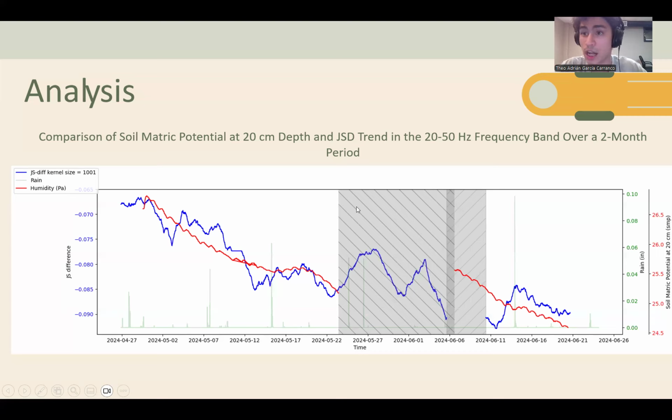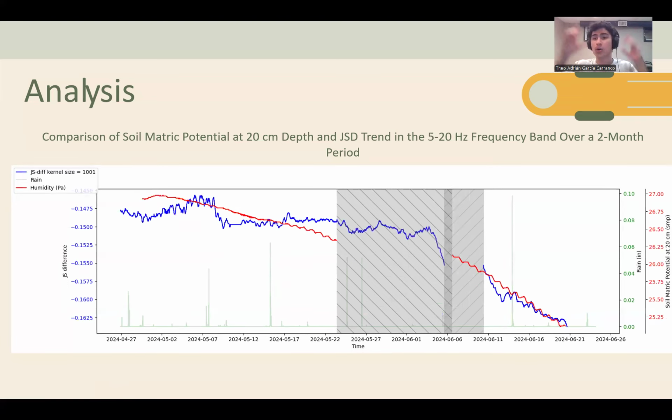So this is a pretty good indicator that our metric is working and it is able to describe the soil moisture. It is important to mention that the frequency band that we work with is 20 to 50 for the KL, for the Jensen-Shannon divergence, sorry. And now taking a lower frequency range, instead of 20 to 50, now 50 to 20, and comparing it with a deeper, I didn't change it, sorry, it's 60 centimeters for both.